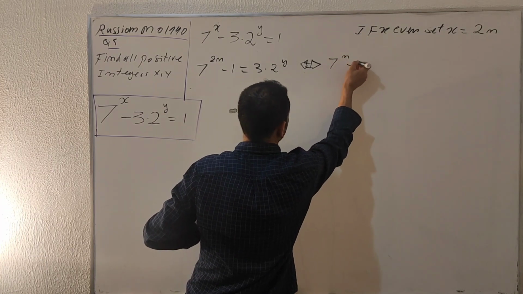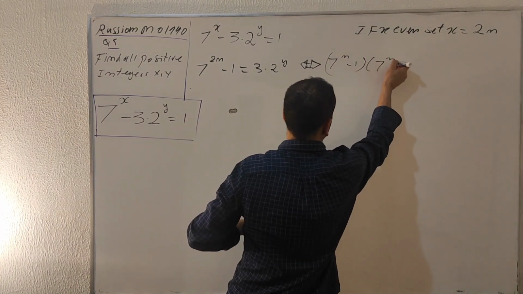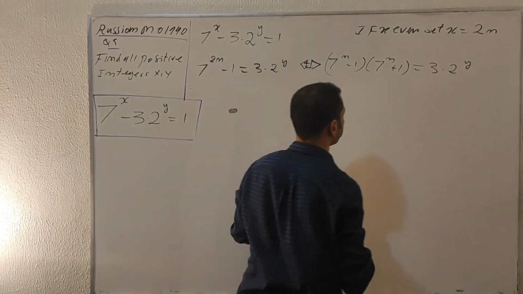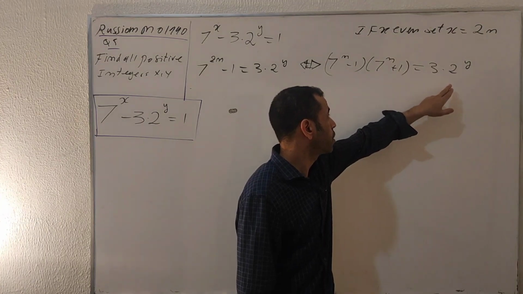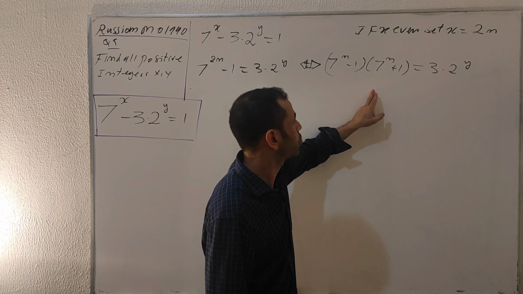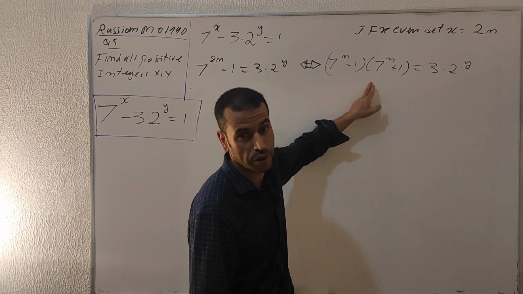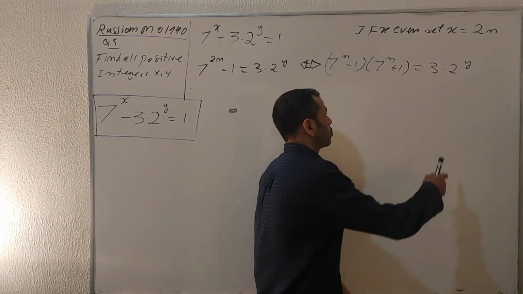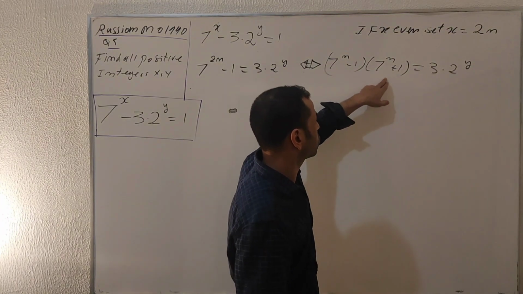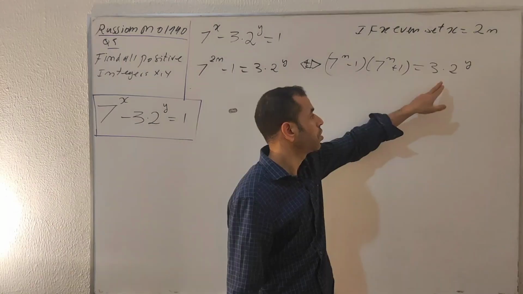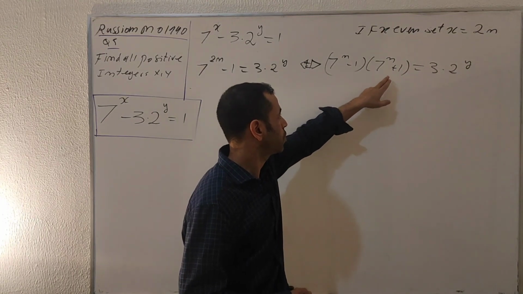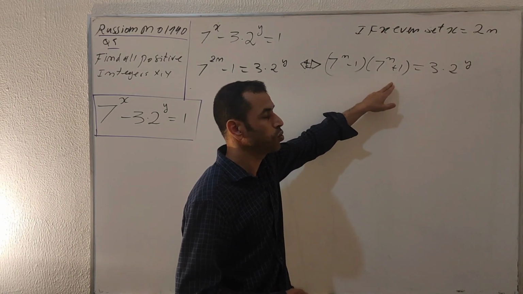We'll get 7 to the n minus 1 times 7 to the n plus 1 equals 3 multiplied by 2 to the y. The problem is the number 3. If we didn't have the number 3 here, we wouldn't have any problem, because the whole thing would be a power of 2. Since we have the number 3, 3 can divide this factor or that one, but we don't know which one is divisible by 3. I'm going to assume this term is divisible by 3.